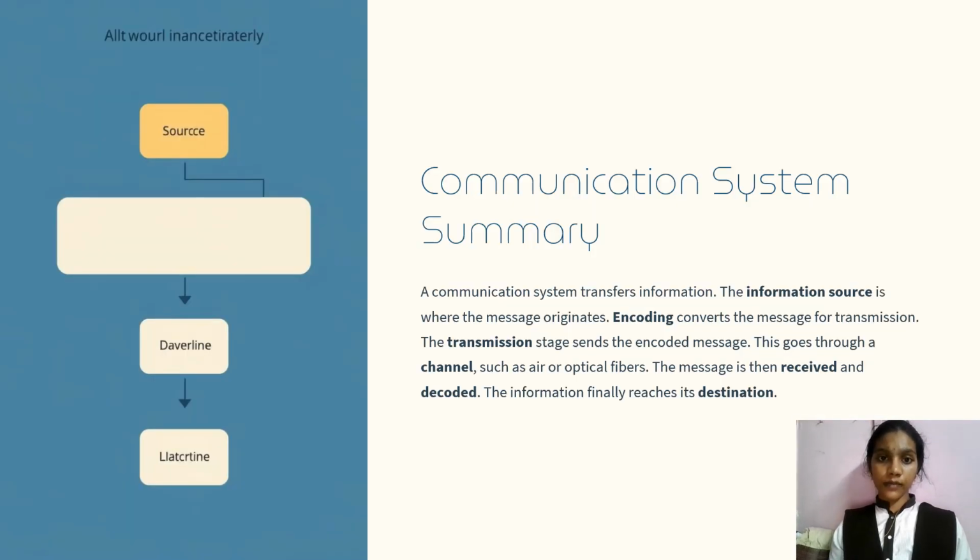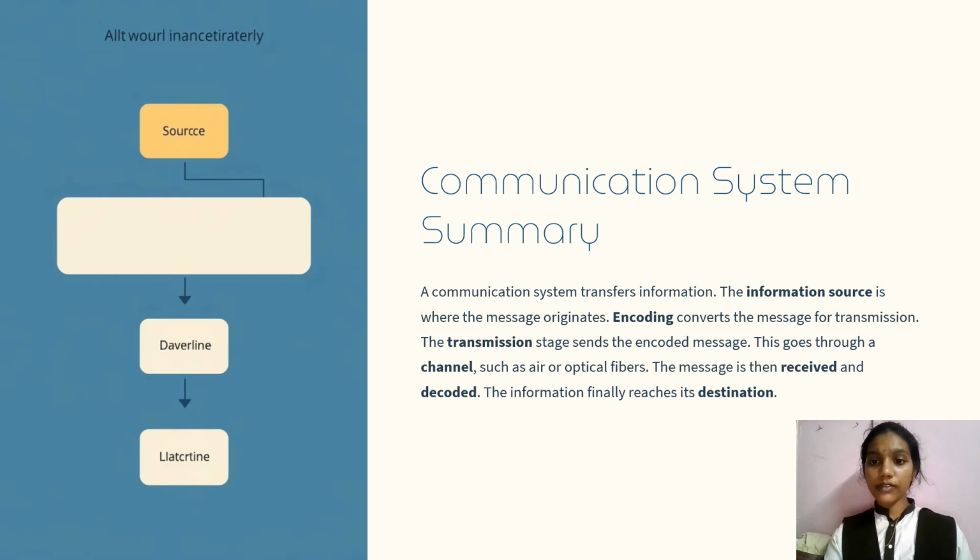Next, the communication system summary. The first one is the source, and the next one is the transmitter, and then the receiver. In a communication system, the information signal is transformed; the encoding converts the message for transmission. The transmission stage sends the encoded message. This goes through a channel such as air or optical fibers. The message is received and decoded. The information finally reaches its destination.